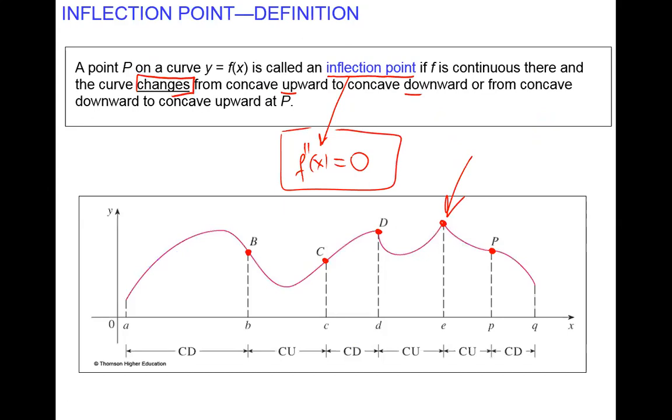Yes, probably point E will be the solution of this equation. But we have to check the sign. Second derivative positive, second derivative positive, on both sides. That means point E is not really an inflection point, but it's still the solution for this equation. That means in order to get a potential inflection point, we have to solve this equation and still test the sign of the derivative.